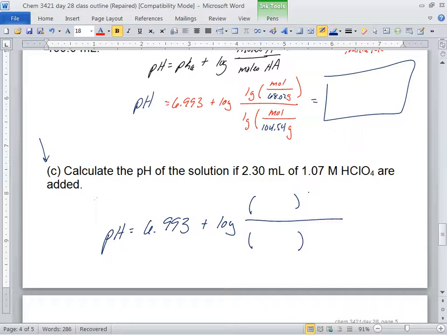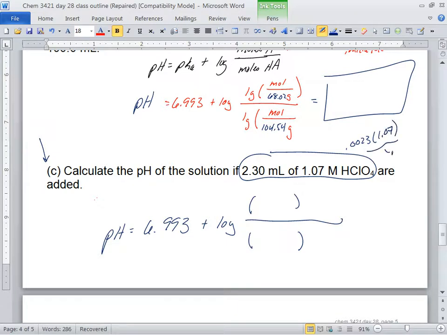So what we're going to do is first recognize: are we adding an acid or a base? We're adding an acid. So will that acid react with the A minus on top, or will it react with the HA on the bottom? Acid will react with the base, right? So this is going to be so many moles: 0.0023 times 1.07. That'll be the moles of H plus.